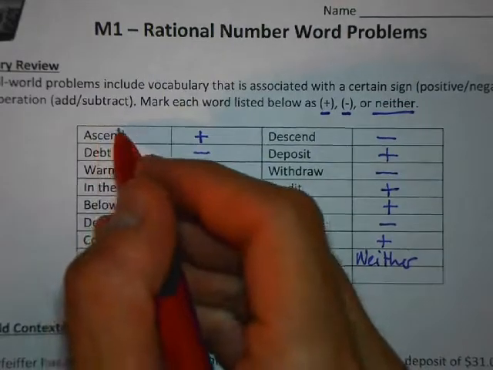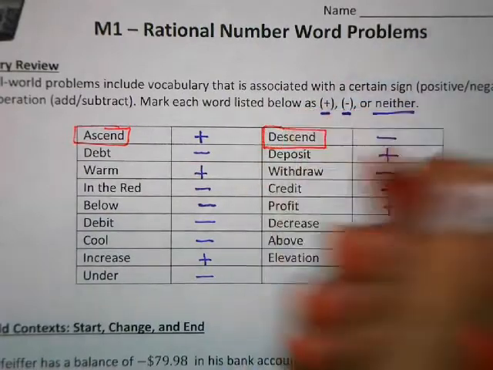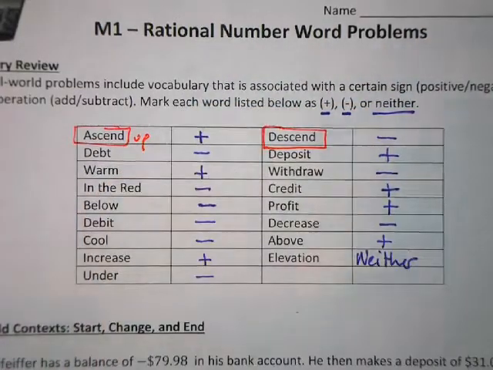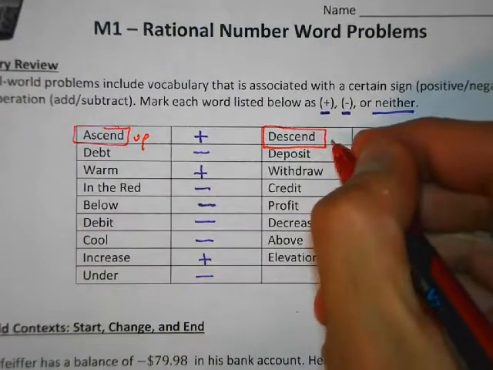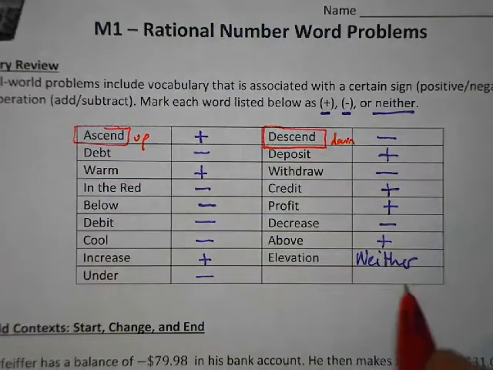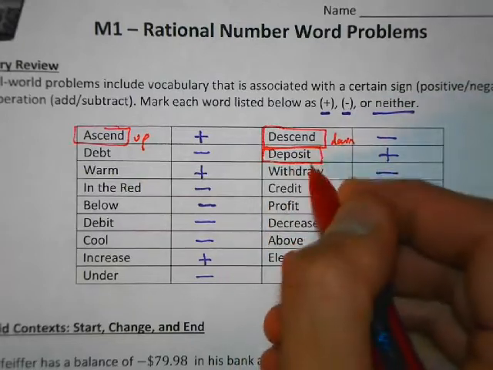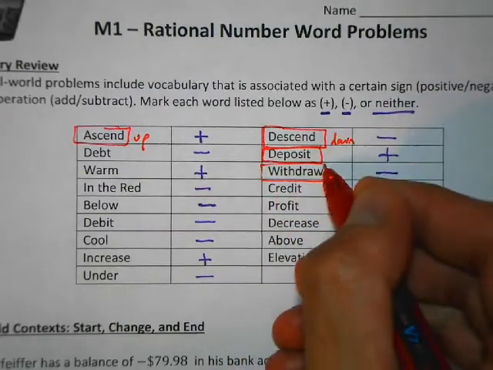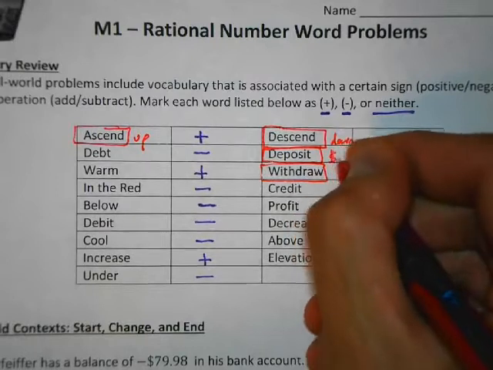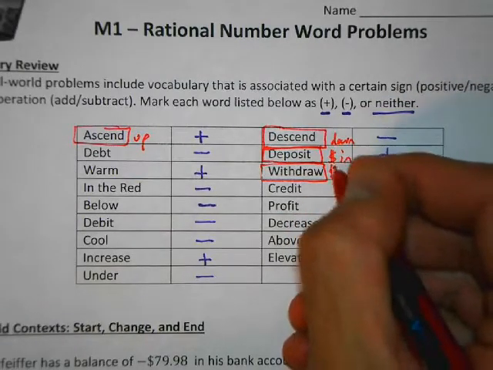First, I want to talk about ascend and descend. Ascend means to go up something, like you go up a mountain. Descend means to go down something. So that's why ascend is positive, descend is negative. Similarly, they're opposites. I want to talk about deposit and withdraw. Deposit's when you put money into a bank account. Withdraw is when you take money out.